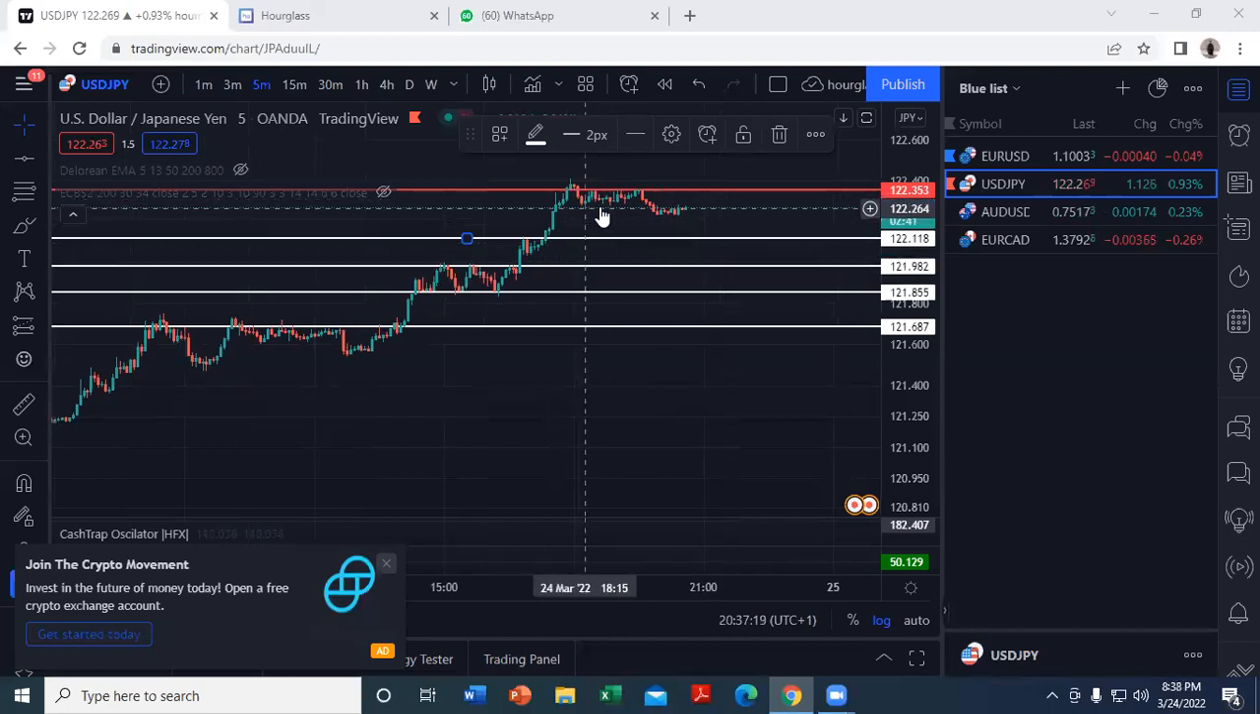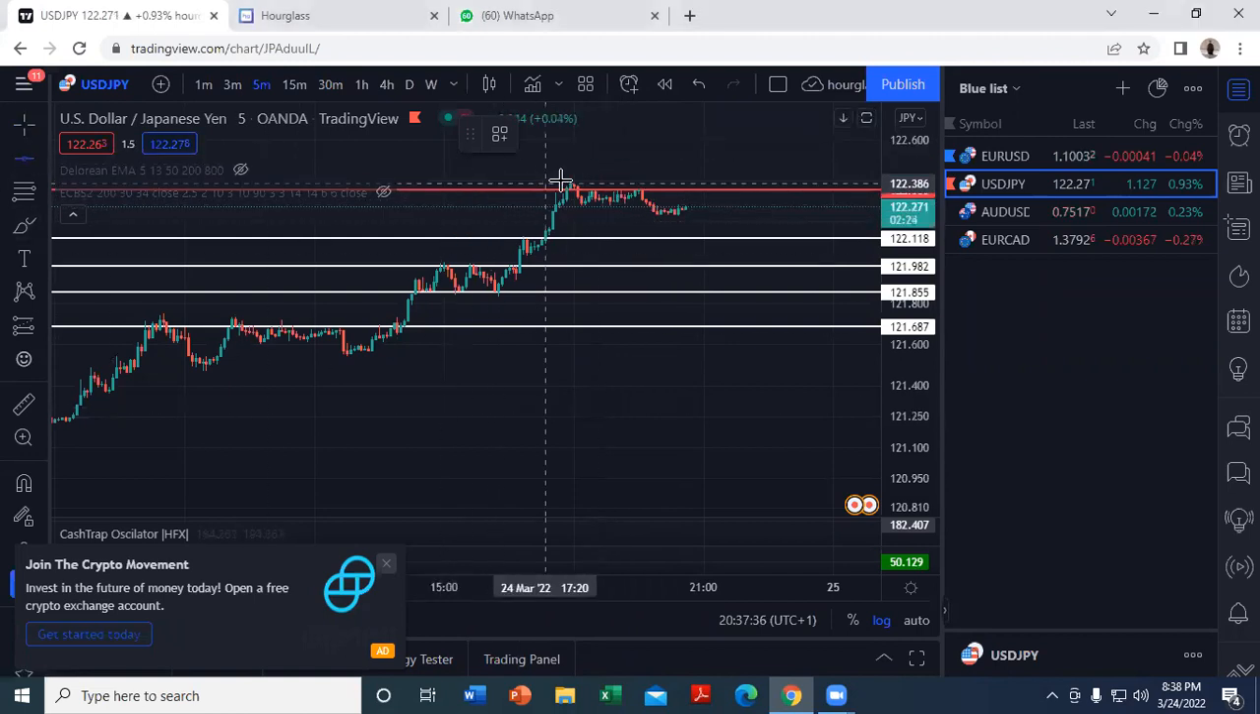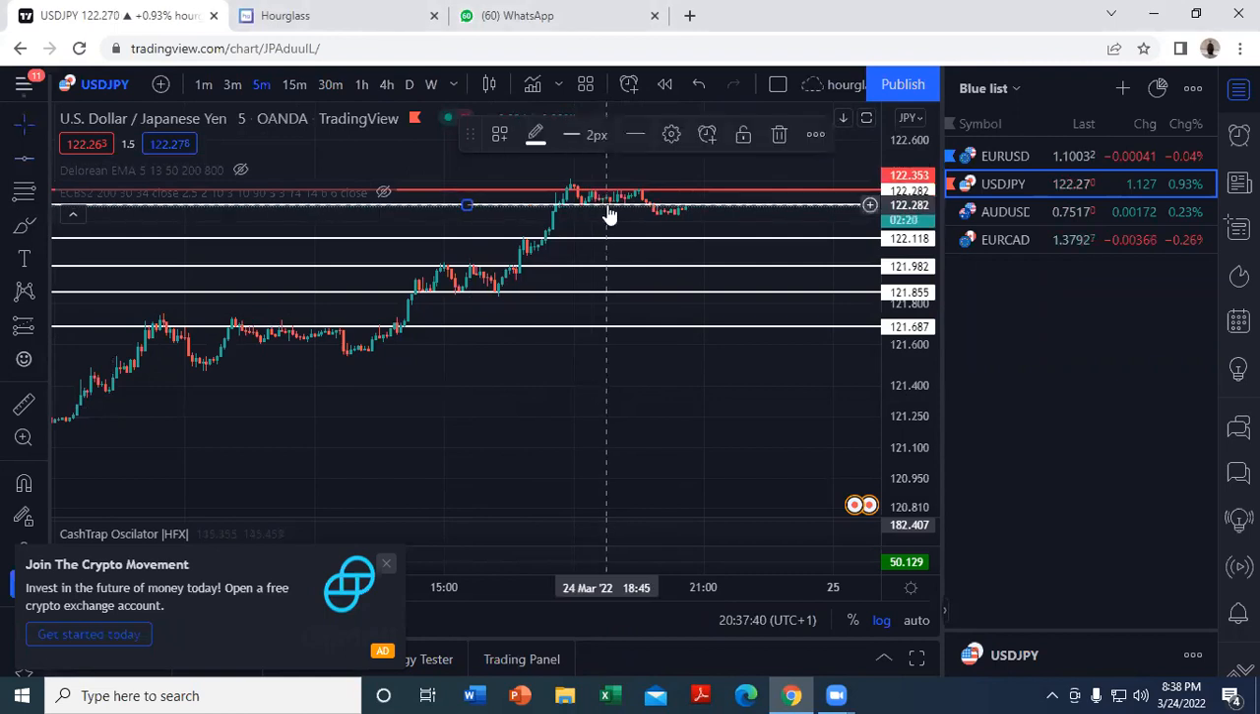And of course, there's a little consolidation around here now. You can see there's a little consolidation around here right now on the 5 minutes. If you know how to trade, you can also trade these consolidations. To mark up this consolidation, what I have done is to just put it down here. This is the base of the consolidation. This is the top of the consolidation.